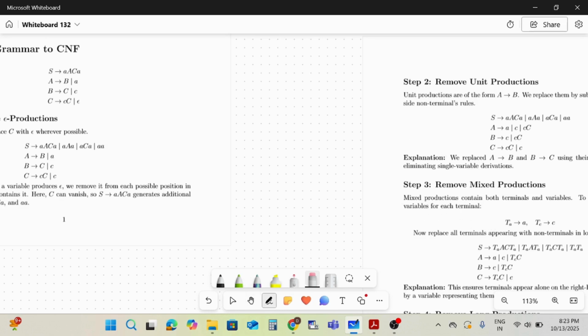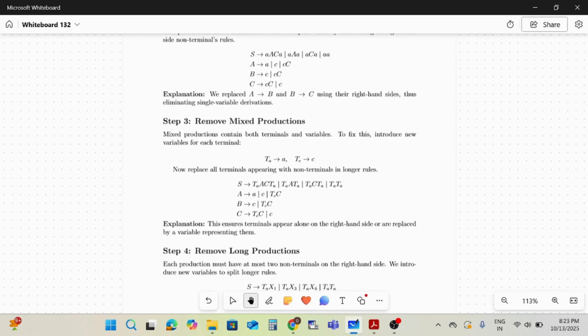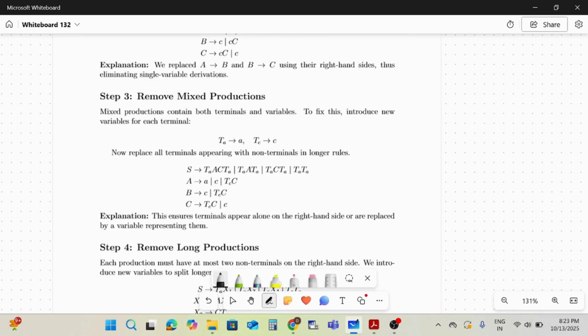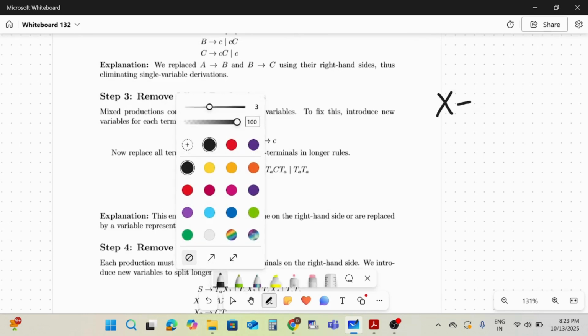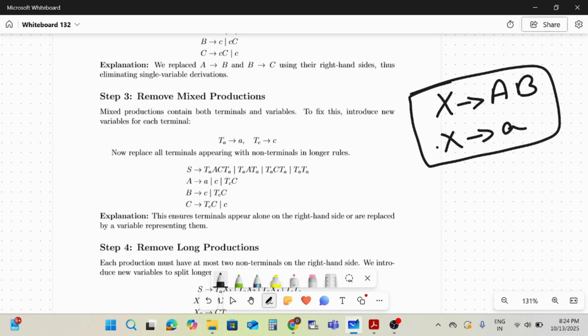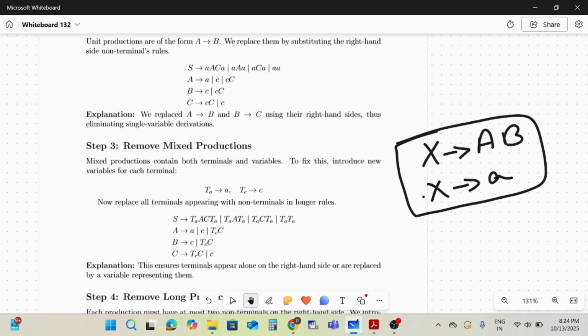Once the removal of unit productions is done, the next step is to remove the mixed productions. The rule says that it should always be of this format: X tends to AB, or X tends to A. So it has to be in uppercase: a non-terminal tends to two non-terminals, or a non-terminal tends to a terminal. But in our case, you can see that this is mixed. There is lowercase, uppercase, lowercase, like this. So let's convert all of this into one form, either this form or this form.